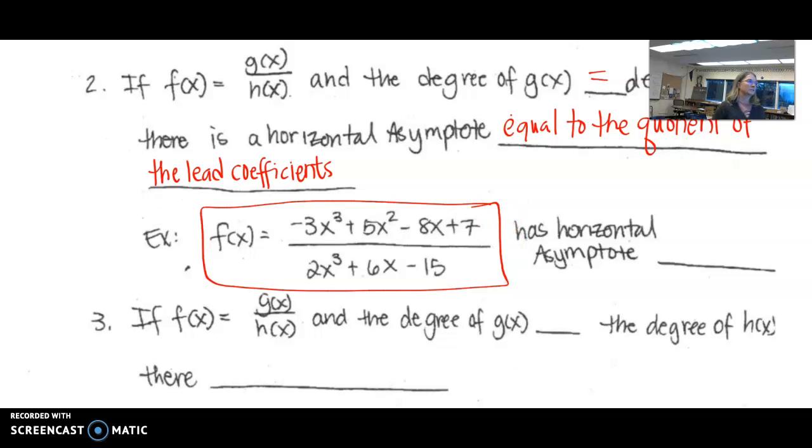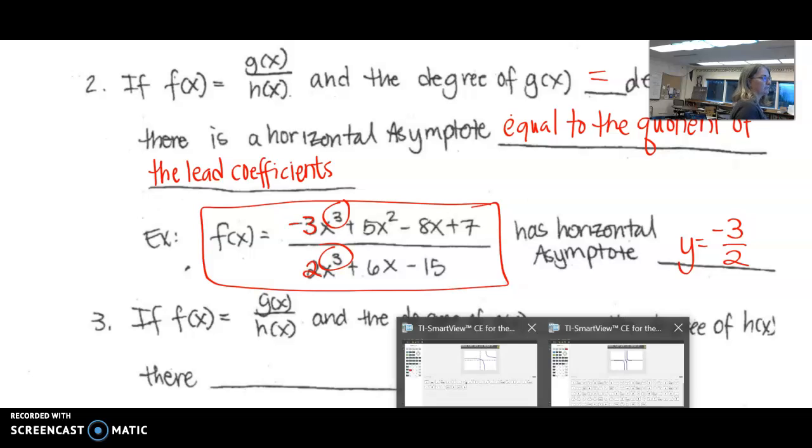If you look at this function, the degree of the numerator is 3, the degree of the denominator is 3. So the lead coefficient in the numerator is -3, the lead coefficient in the denominator is 2. This function will have a horizontal asymptote equal to y equals -3 over 2. And by the way, all horizontal lines have the form y equals some number, and so it's always going to be y equals for horizontal asymptotes and x equals some number for vertical asymptotes.